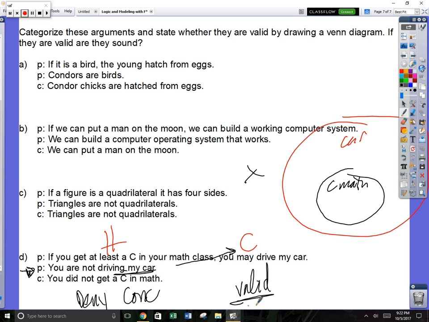Okay, now that we know it's valid, let's go back and let's test the premises and let's see if they are sound. So if you get at least a C in your math class, you may drive my car. So that looks like it's just some deal some teacher made with his students. So probably sound. We'll suppose he's telling the truth. So that is a sound argument based on the deal that was made between that teacher and his students. Okay, that is it.